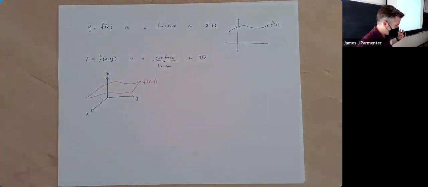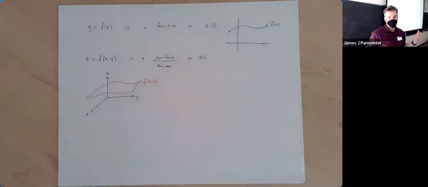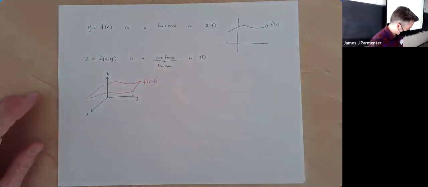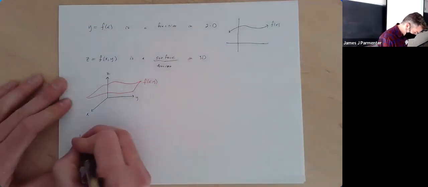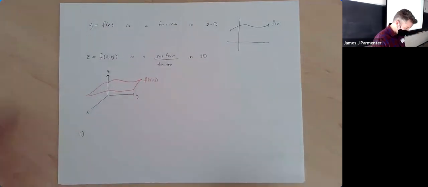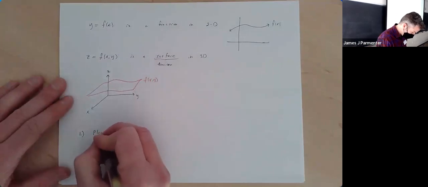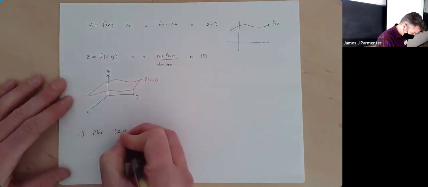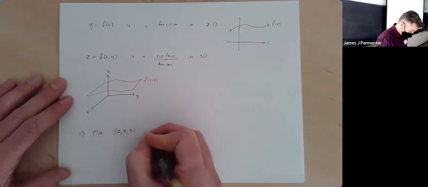Before we get to any of that, we kind of need to make sure we understand how to graph things in the 3-dimensional coordinate system. And the first thing is to talk about how things are set up. So let's plot the point 2, 4, 3 in 3 dimensions.